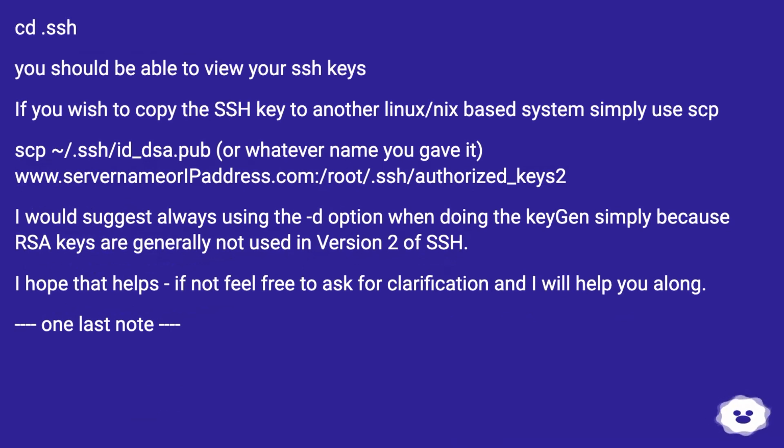If you wish to copy the SSH key to another Linux/Unix-based system simply use scp -i ~/.ssh/id_dsa.pub, or whatever name you gave it, to www.servernameoripaddress.com:/root/.ssh/authorized_keys2. I would suggest always using the D option when doing the keygen simply because RSA keys are generally not used in version 2 of SSH.